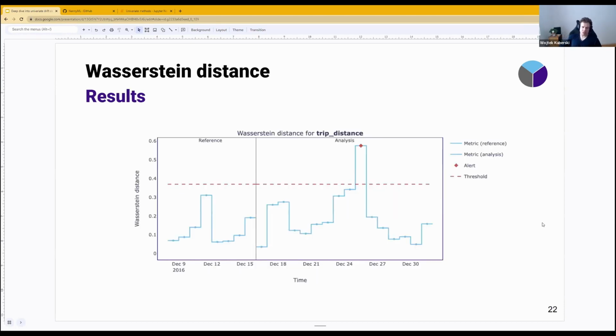And the result here, you see that we don't have outliers in our trip distance feature. And there's only one place where we have an alert, something to look into, and we'll go deeper into the results later on.